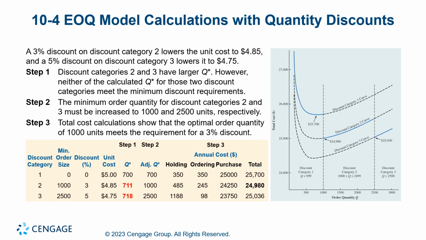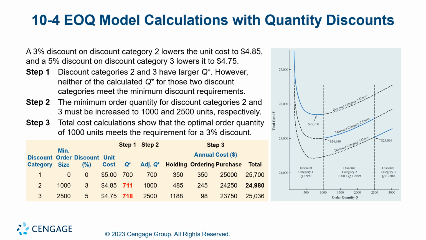Now let's look at this example. We have 3 discount categories. If you buy from 0 to 999 units, there's no discount, and the unit cost is $5. The second one shows that the minimum order size is 1,000, and if you buy at least 1,000, you get a discount of 3%, and the cost per unit is 4.85. And if you order 2,500 or more, you will enjoy a 5% discount, and the price is reduced to 4.75.